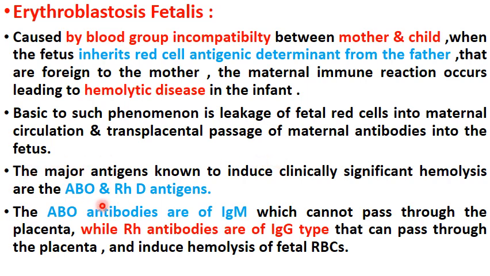There are two major antigens known to induce clinically significant hemolysis: ABO and Rh antigens. The ABO antibodies cannot pass through the placenta because they are IgM, while Rh is the most harmful, because the antibodies are IgG, so they can pass through the placenta and induce hemolysis of the fetal red blood cells.